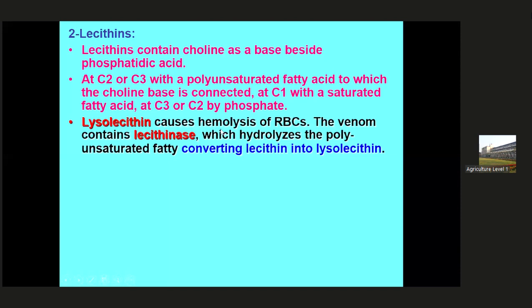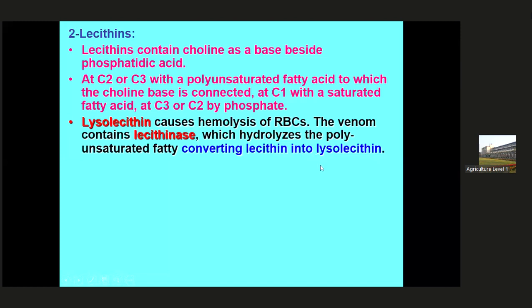When the hemoglobin is broken down, this is called hemolysis. When the hem group is lysed, then it's called hemolysis. And when the RBC is hemolyzed, it cannot carry any oxygen or carbon dioxide. So it stops carrying carbon dioxide and oxygen. The snake venom contains the lecithinase enzyme, and it hydrolyzes the polyunsaturated fatty acid, converting lecithin to lysolecithin.